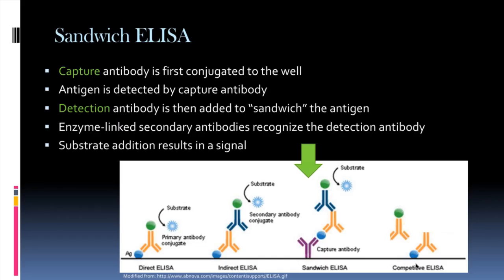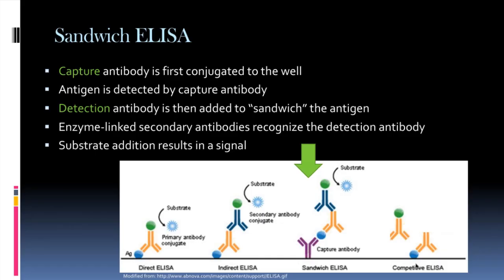Okay, so a sandwich ELISA is actually most common in the laboratory that I work in. So it's the one that I'm the most familiar with. And in a sandwich ELISA, the antigen is basically sandwiched in between two antibodies. And so the way that works is instead of having the antigen at the bottom of the well, you have the capture antibody, which is a type of primary antibody that is conjugated or immobilized to the well first. And then your antigen is added and detected by that capture antibody.